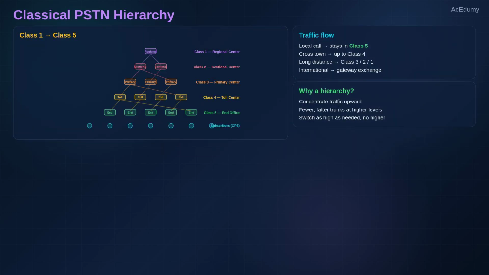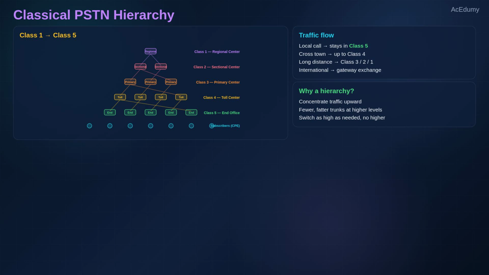The classical North American PSTN was organized into 5 levels of switching offices, called Class 1 through Class 5. Class 5 is at the bottom. It is the end office, also called the local exchange. This is the office that owns your local loop. Every subscriber line terminates here. A typical end office serves a few thousand to a few tens of thousands of subscribers.